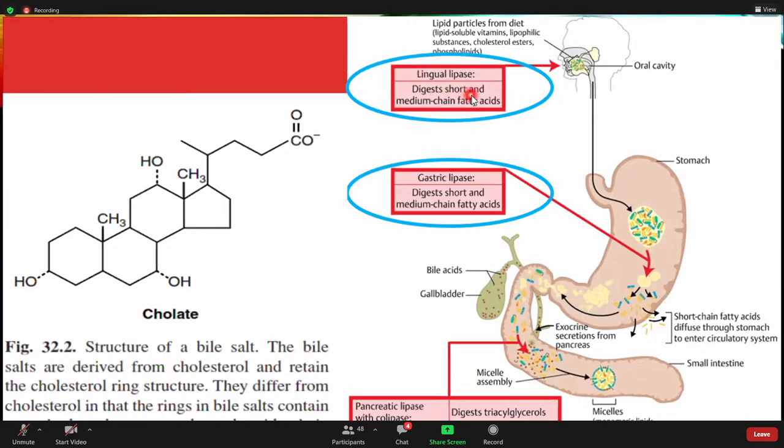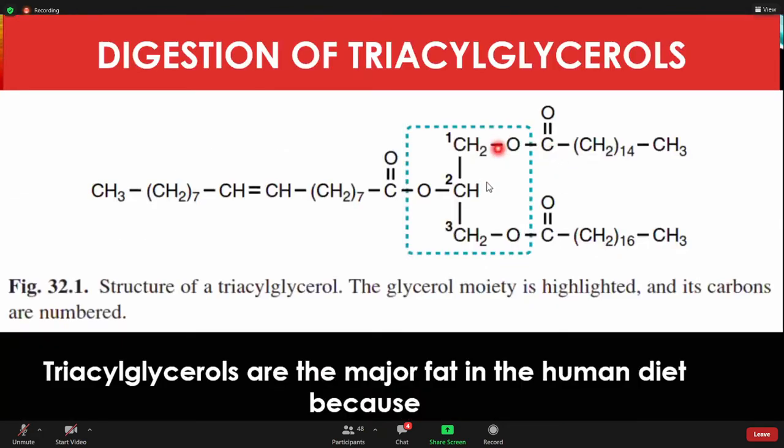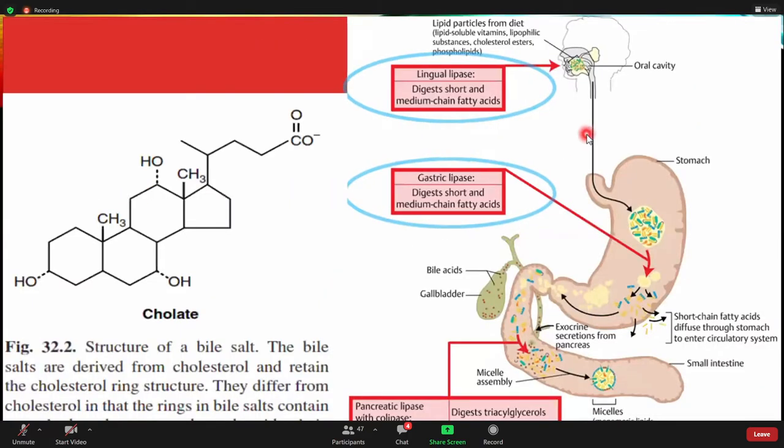One of them is called lingual lipase, which is going to digest short and medium chain fatty acids that are in the triglyceride molecule. Don't forget, we are going to cleave these fatty acids by these lipases. So this is the point. We want to cleave these bonds, or the ester bonds. So we have lingual lipase, which is secreted by sublingual glands that are located in the bottom of our tongue. And these lipases can digest a certain amount of triglyceride molecules, but not most of them, of course.